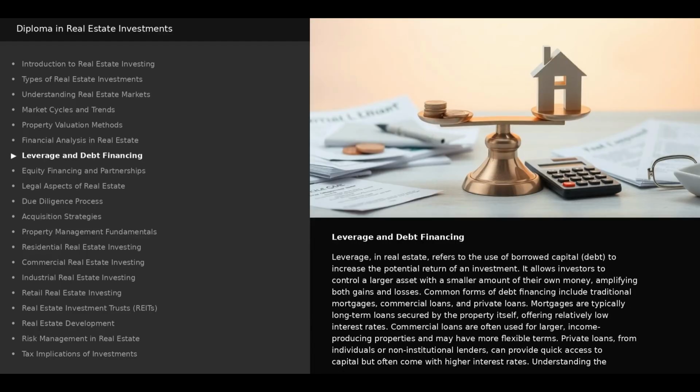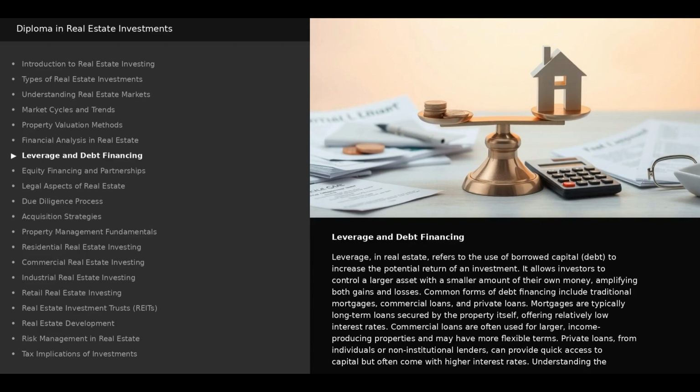Leverage and debt financing. Leverage in real estate refers to the use of borrowed capital, debt, to increase the potential return of an investment. It allows investors to control a larger asset with a smaller amount of their own money, amplifying both gains and losses.